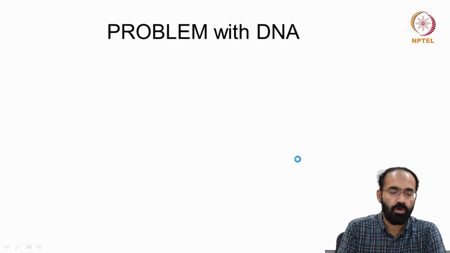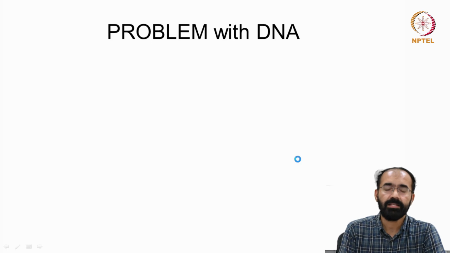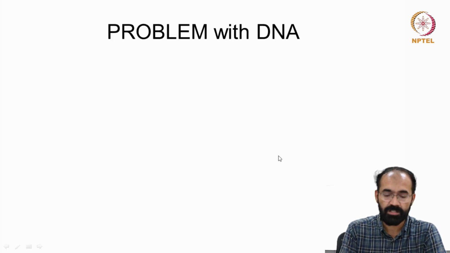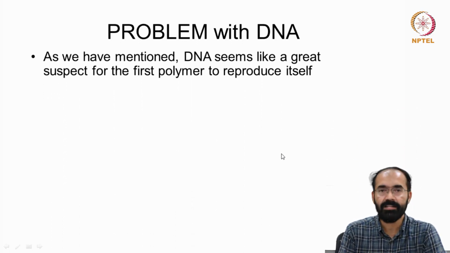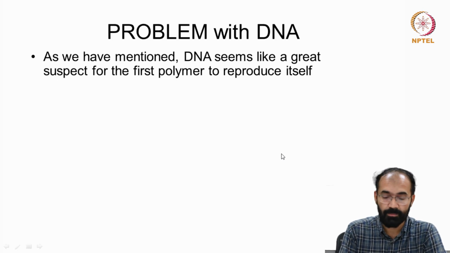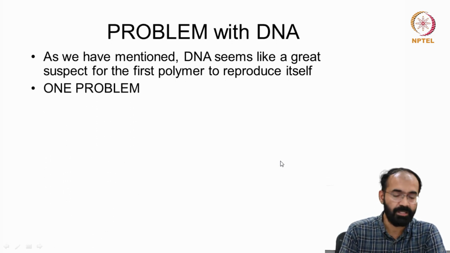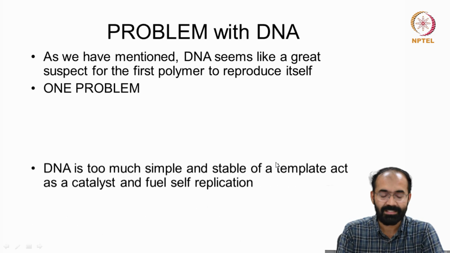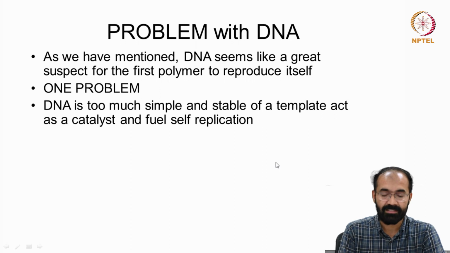And let us think, what's wrong if DNA has got lots of such features, pairing, structure, etc.? Why not think of DNA as the starting material? Why RNA? What is so unique about it? As we have already discussed, DNA seems like a great suspect for being the first polymer to reproduce itself. But is it genuinely true? Because it poses a big problem. What is that problem? The problem is DNA is too simple and extremely stable to act as a template and to act as a catalyst and to fuel itself to form a new copy.